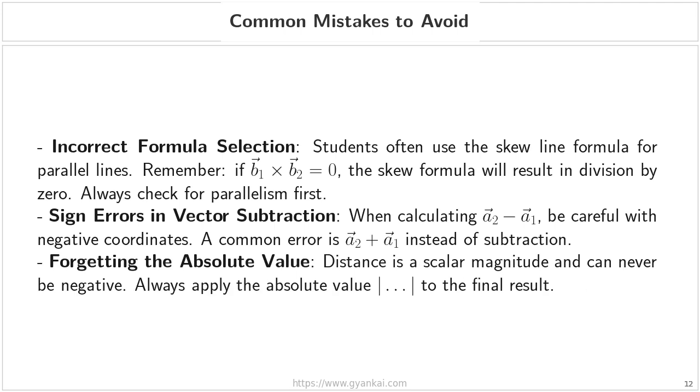Third, do not forget the absolute value. Remember, we are calculating a distance, and distance is a scalar magnitude. It represents a physical length, which can never be a negative value. Always ensure you apply the absolute value bars to your final result to keep the magnitude positive.